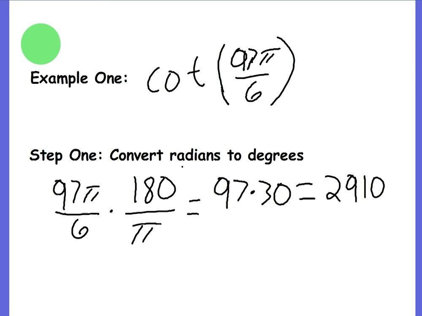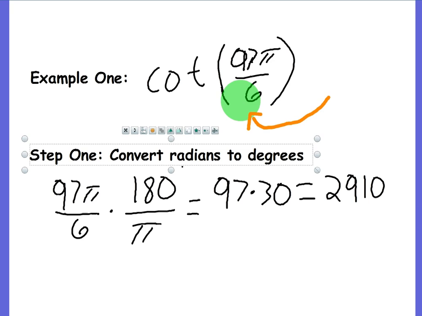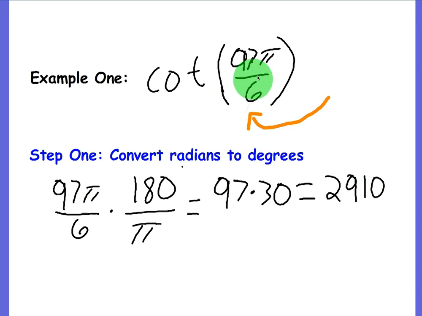All right. Right off the bat, we're going to do a very big angle, 97 pi over 6. Now, that is a very extreme angle. And we know that's not on the unit circle, okay? It's well past 2 pi. So these are the steps we're going to do in order to evaluate this expression. We're going to take this radian and convert it to degrees. So we just learned how to do that. We're going to multiply by 180 over pi.